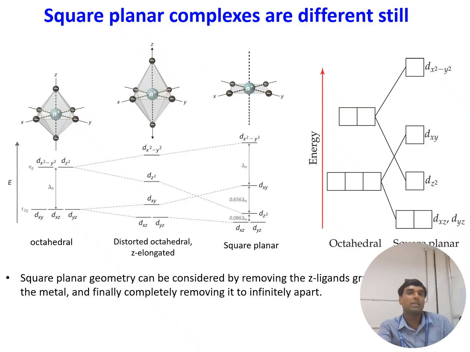So square planar complexes are different still. You can see octahedron complexes, distorted octahedron, and this is the square planar complex. In an octahedron complex, you can have t2g orbitals and you can have eg orbitals.